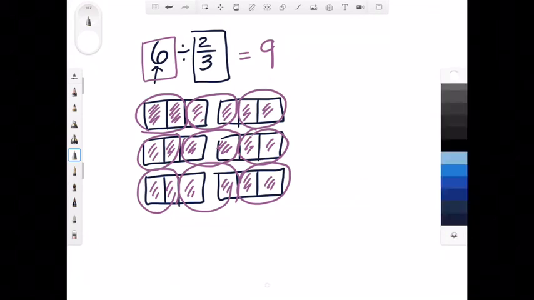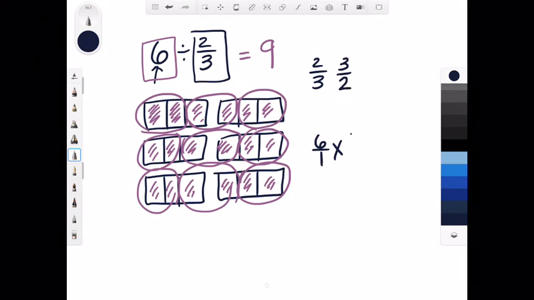Okay, now to look at that in the shortcut method, we would take 6 over 1. We're going to multiply it by the reciprocal of 2/3. The reciprocal would be just the opposite, which would be 3/2. So we're going to multiply that by 3/2. And 6 is 2 times 3. 3 is 3. 2 is just 2. Cross those off. What's left is 9, and nothing's left on the bottom.